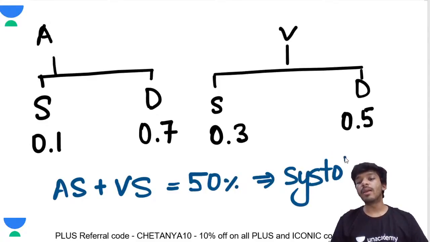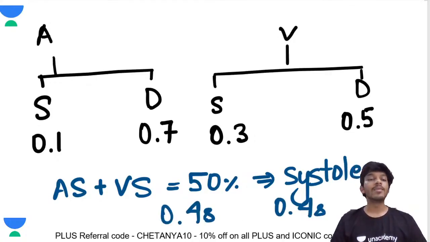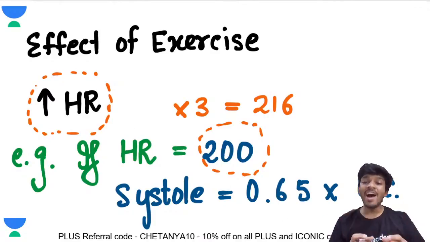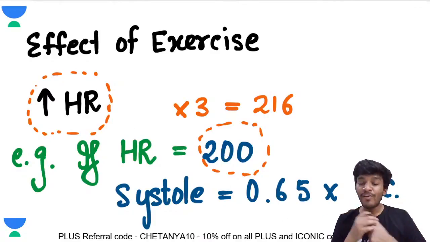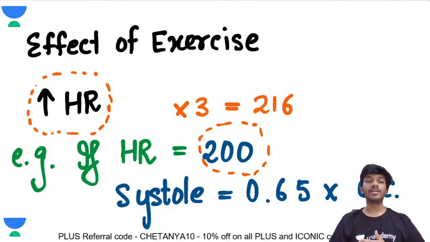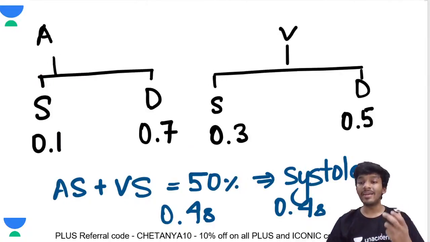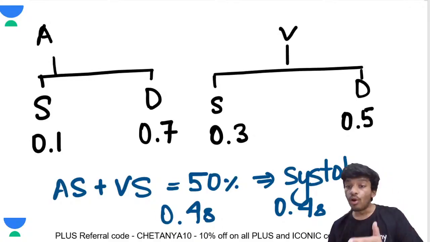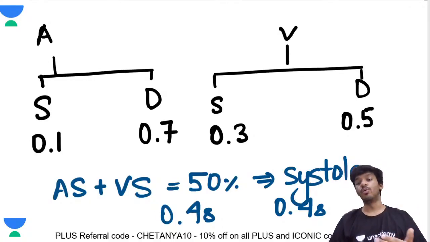Okay, so in a normal cardiac cycle, you are giving 0.4 seconds for systole and 0.4 seconds for diastole, right? But if the heart rate is more, almost 65% is going for systole, which means that you have decreased the duration of diastole very much, right? So an important question or statement that can come from here is that during exercise or an increase in heart rate, it reduces the duration of diastole more as compared to the duration of systole, right?